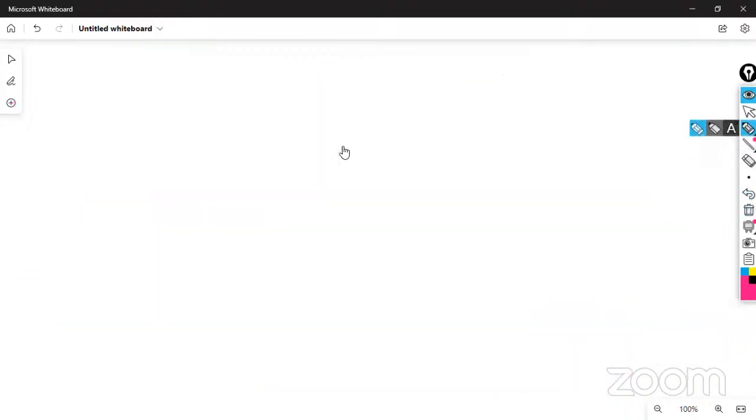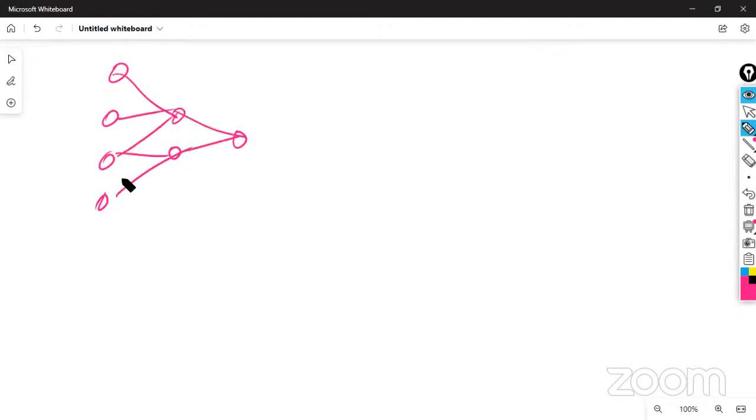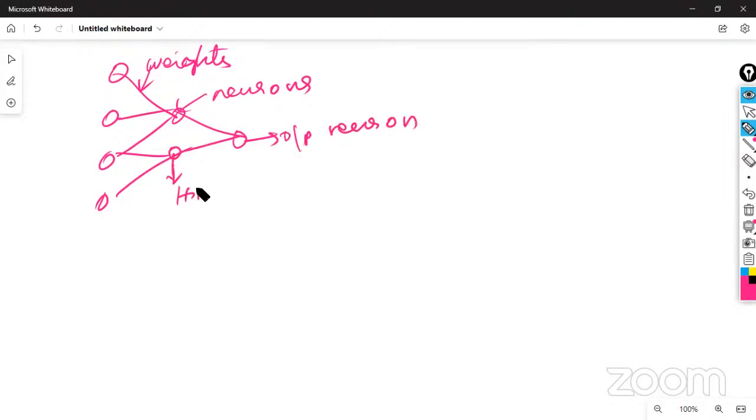This is not the case in a neural network. When you have a neural network, you'll be having the connections and you'll be learning with the weights. So these are referred to as weights, and these are referred to as neurons. These are output neurons. This is the hidden layer neuron. And these are input layer neurons.